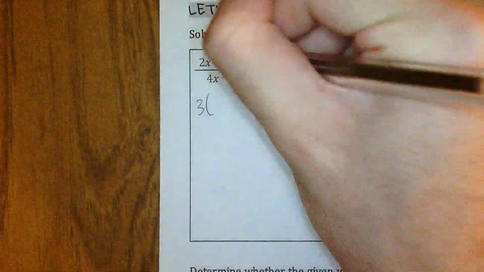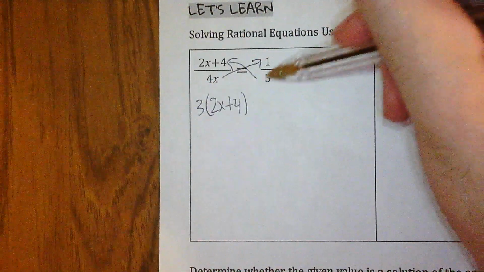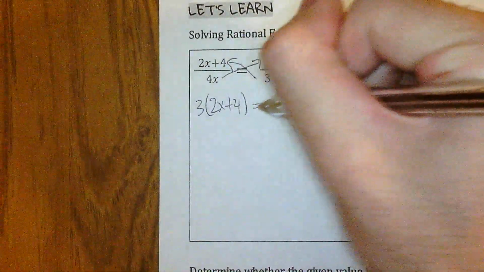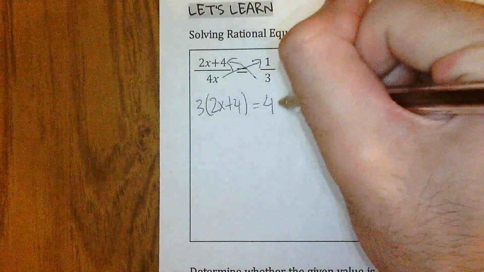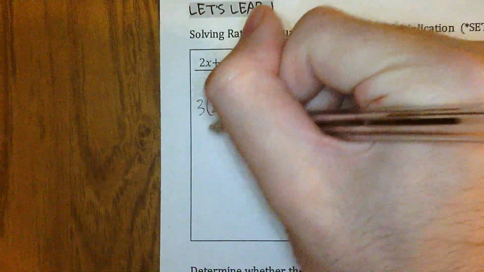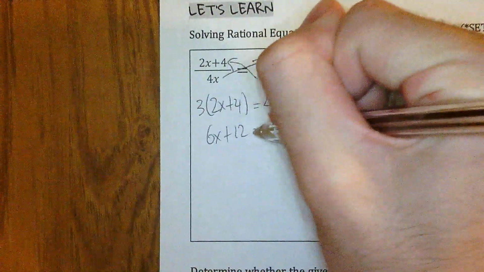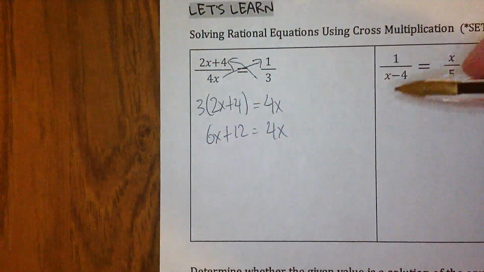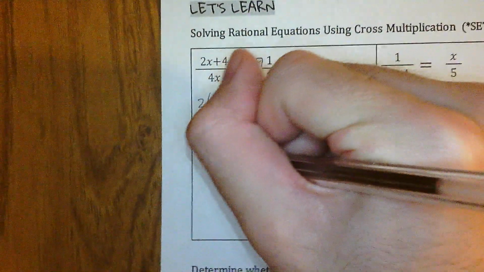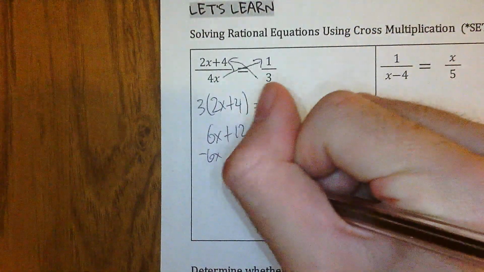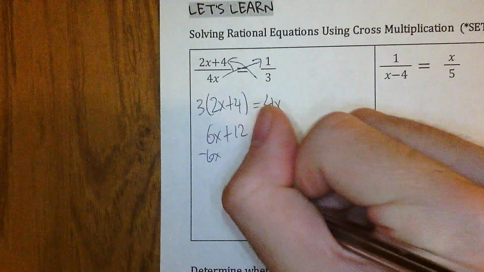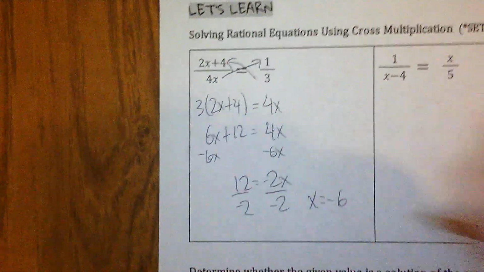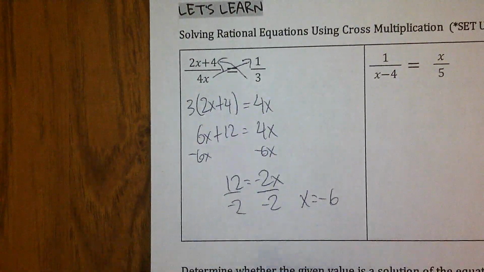Right? So 3 times 2x plus 4. The denominator of this side times the numerator of that side. And then the reverse. So this one times this one. That's just 4x. I'm going to distribute the 3. And we can collect up the x's. I'm going to do it this way, I guess. Alright, so we have 12 equals negative 2x. And then we divide. So x equals negative 6.